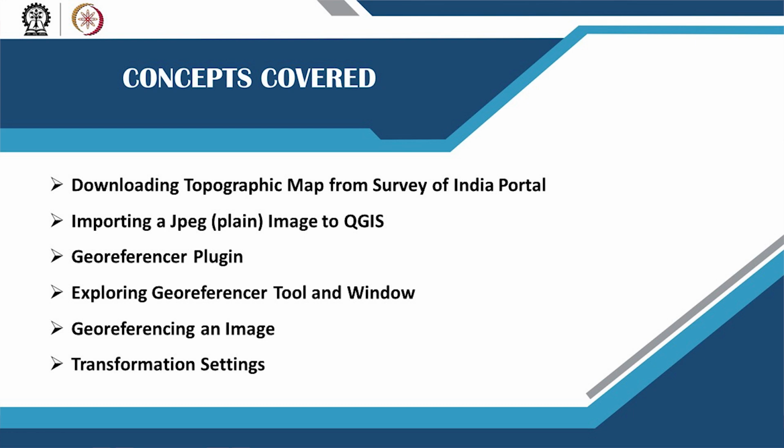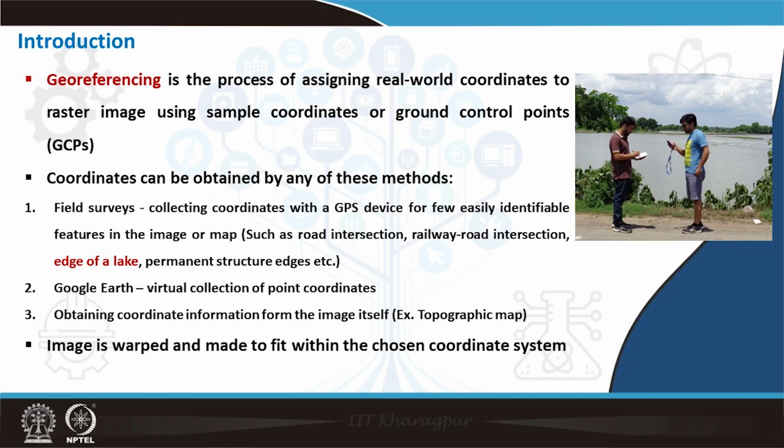When we look at the term georeferencing, it is nothing but the process of assigning real world coordinates to a raster image using sample coordinates on ground control points. Now, whenever we take a JPEG image, it doesn't have any coordinate information embedded within that. So what we need to do is embed the coordinate information within this JPEG image, and that becomes a transformed image. So to obtain the coordinates, we have various methods.